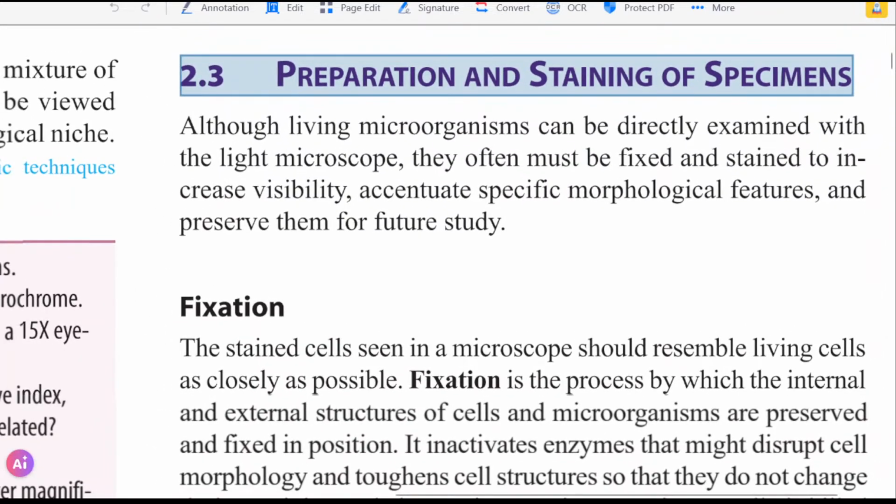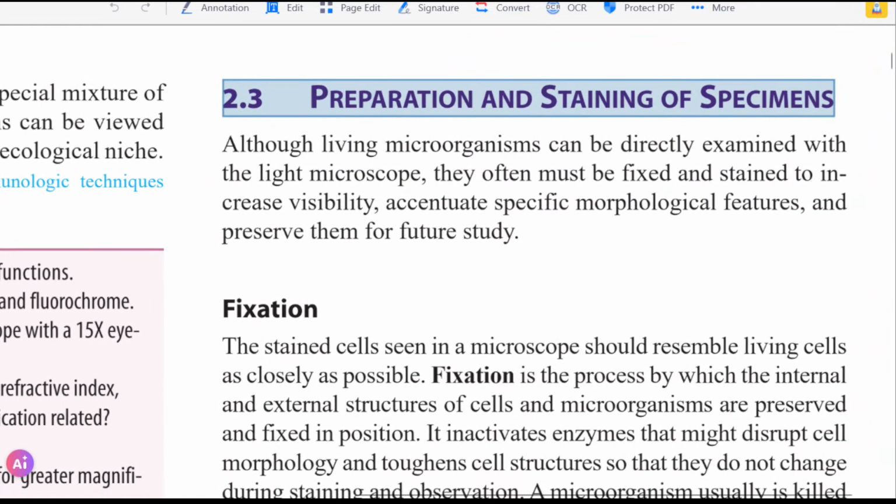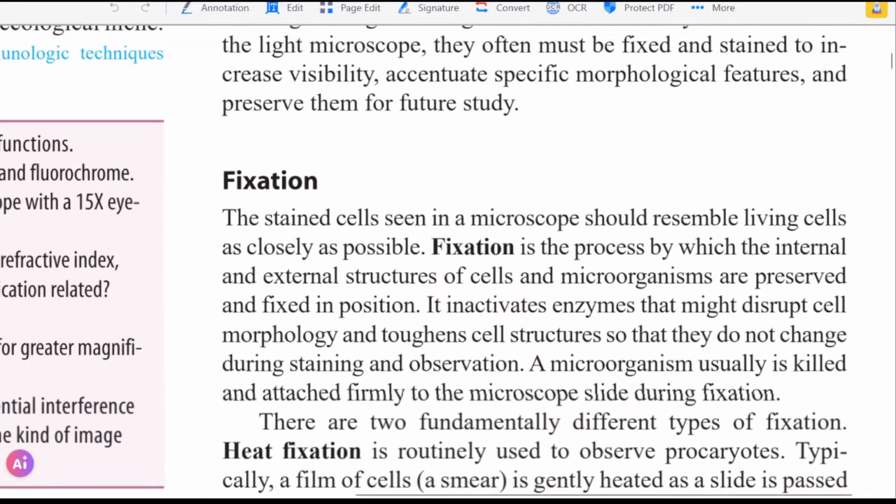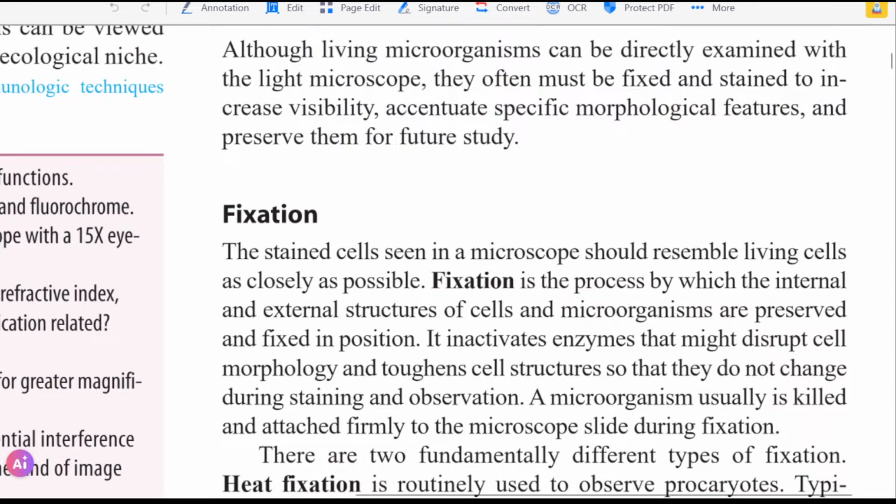Although living microorganisms can be directly examined with the light microscope, they often must be fixed and stained to increase the visibility, accentuate specific morphological features, and preserve them for future study.